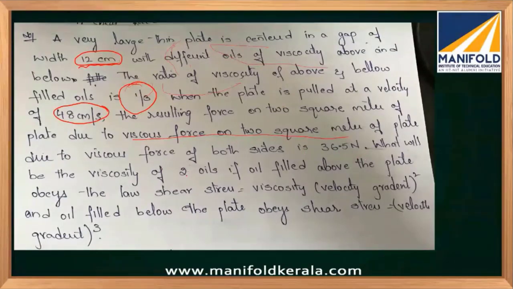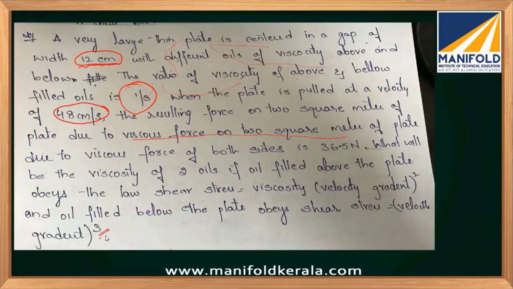What will be the viscosity of two oils? If the oil filled above the plate obeys shear stress is equal to viscosity into velocity gradient square, that is mu into du by dy whole square, and oil filled between the two plates obeys shear stress is equal to velocity gradient cube. Once you clearly read the question, omit this sentence in the middle which was underlined with red pen.